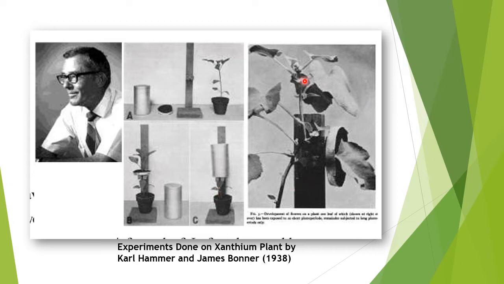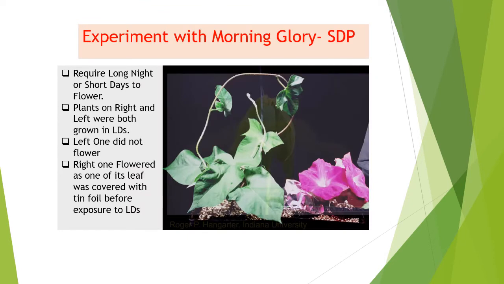So this is the Xanthium and it's showing the flowering. Here they can expose only one leaf and they're covering the rest with this cylinder. This is the experiment done on Xanthium plant by Karl Hammer and James Bonner, and this is their laboratory equipment which they have used to understand the perception of the response even in a single leaf.